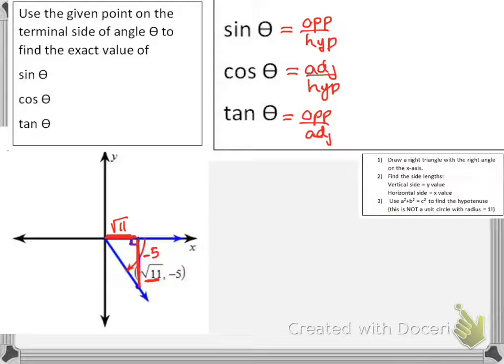In these problems, we always make our theta angle be at 0, 0. And if theta is at 0, 0, then we always have the side opposite from theta is our y value.